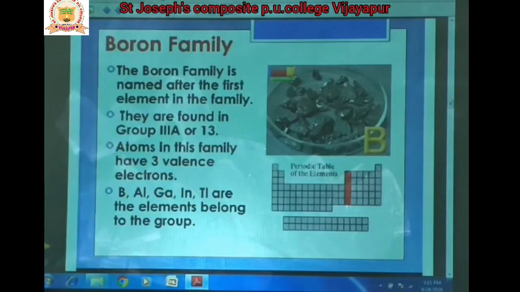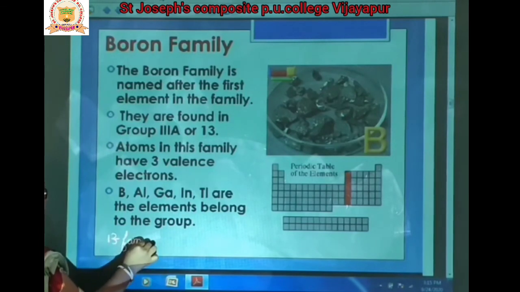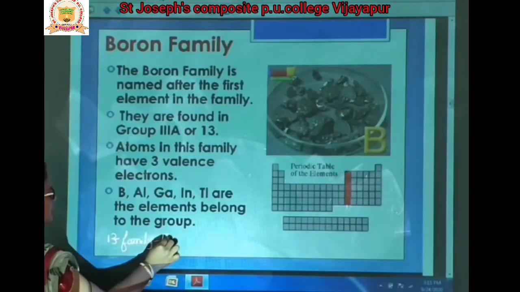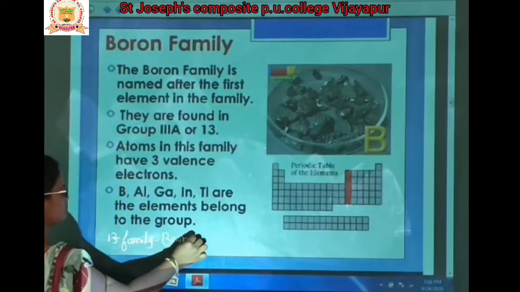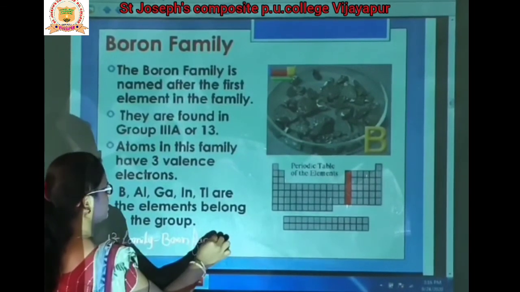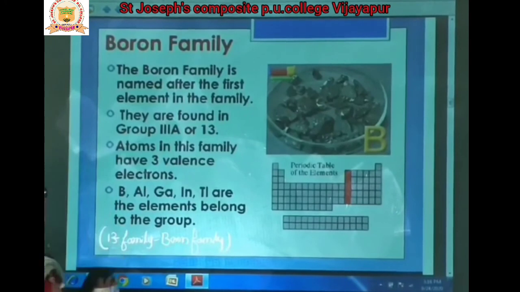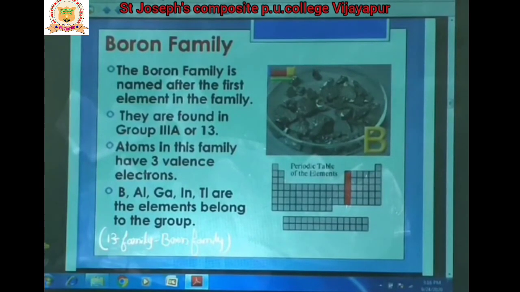Next, in P block elements, there are the 13 to 18 family elements. First, about 13 family elements, this comes under the boron family elements. The 13 family is about the boron family. Let us see, the boron family elements are boron, aluminium, gallium, indium, thallium, nihonium.